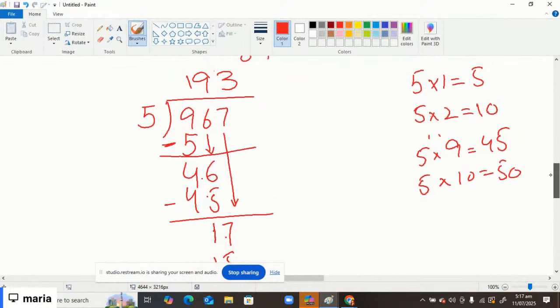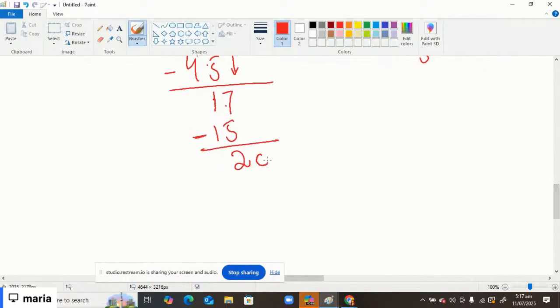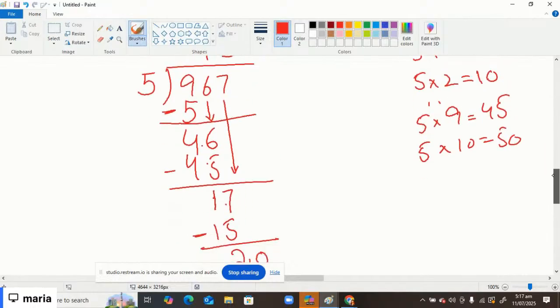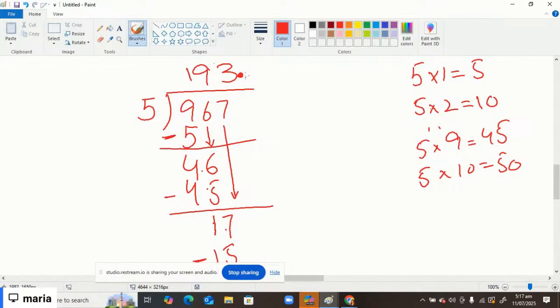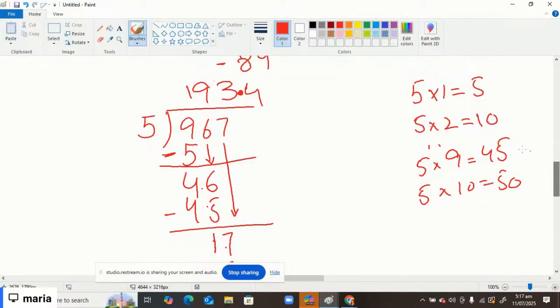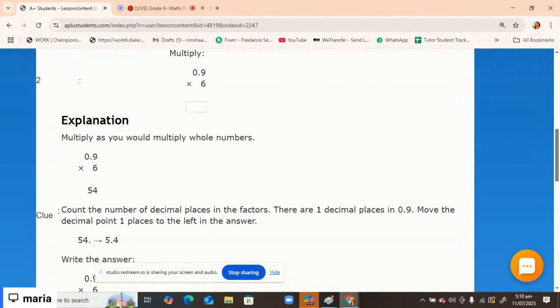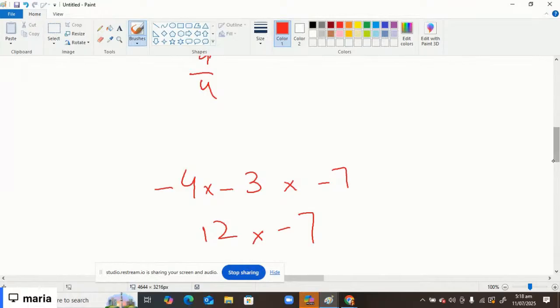So what do we do here? There is a rule. We put a decimal point on the top with the answer and 0 here. Understand this point? We just put a decimal point on the top and then 0 here. So 5 times which number is 20? 5 times 4 is 20. And now here is 0. And this is our answer, 193.4. Okay. Now this is the division. Let's do the multiplication.